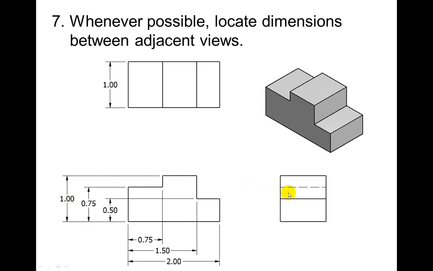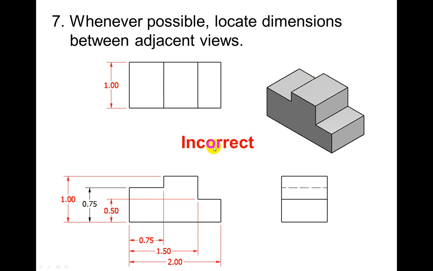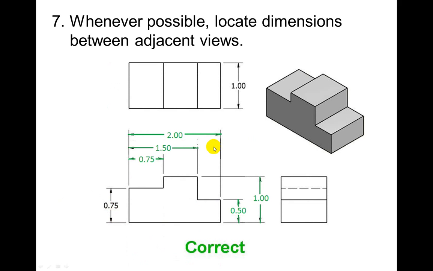All right, so the 7th one, whenever possible, locate dimensions between adjacent views. So notice how all the other ones that you've been looking at have been in between these adjacent views, except for this one right here. Whenever possible, you want to keep them in between. It's the most natural location that you're going to look for those dimensions. So you don't want to put any on the outside. See how these are on the outside? This would be in between adjacent views. So that's what makes these incorrect.